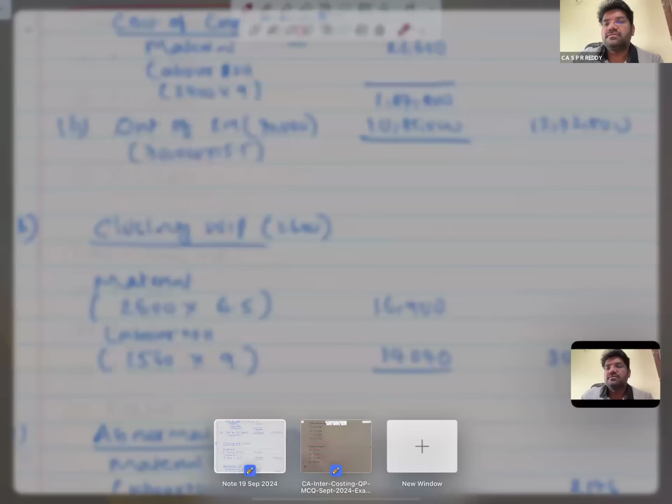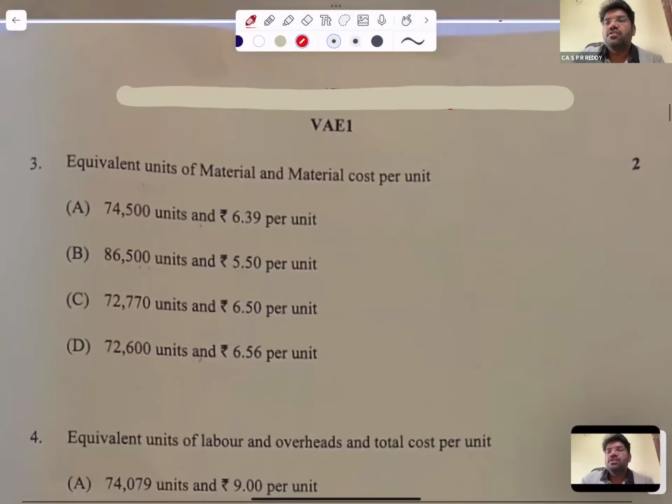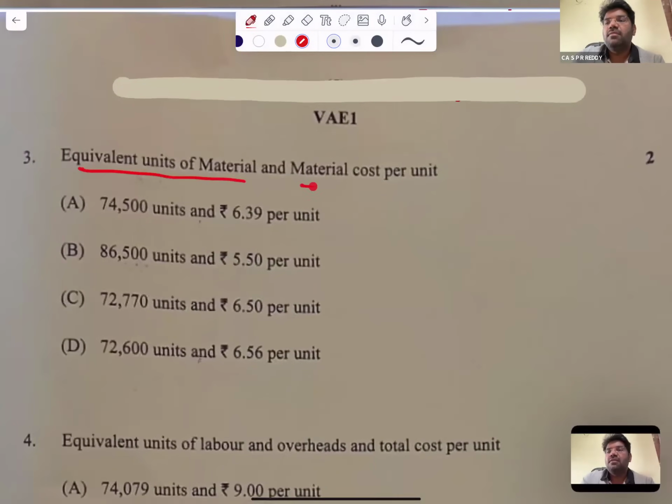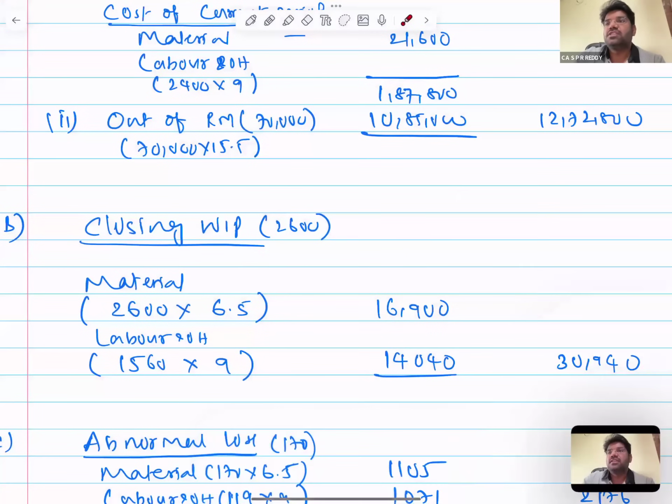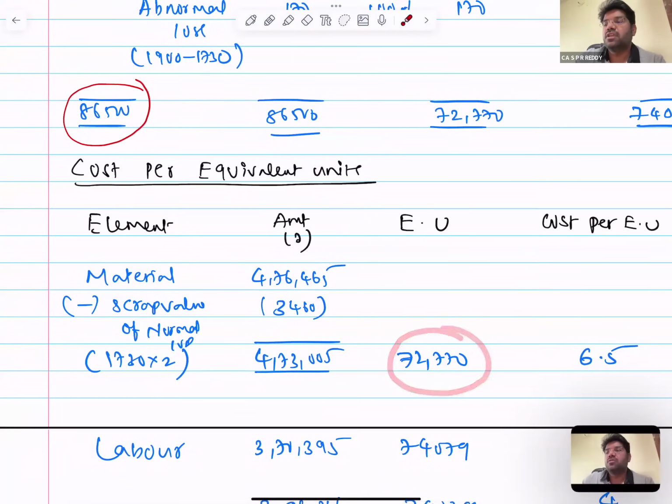Next. Third one, equivalent units of material and material cost per unit. So how many equivalent units did we get? 72,770. Check here the equivalent units for material 72,770, and what is the cost per equivalent unit? 6.5.